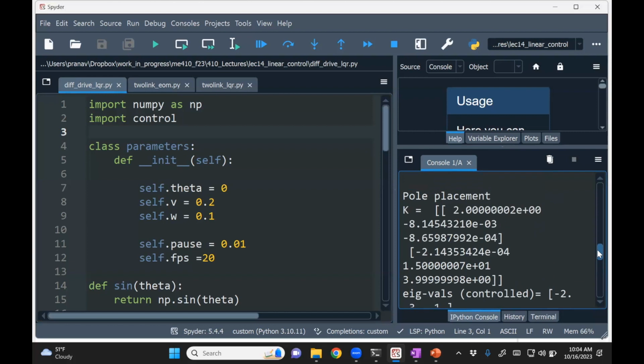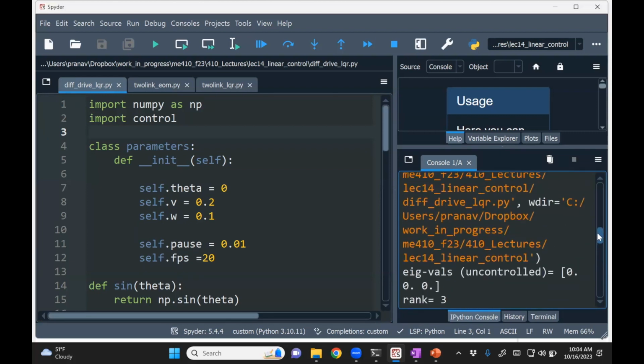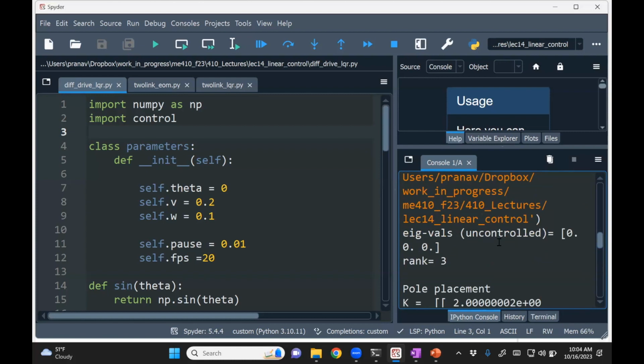I actually also did it with pole placement. It also tells you the eigenvalues of the uncontrolled system. It's 0, 0, 0, which means that the system is neutrally stable. It's not stable, not unstable. And the rank of the controllability matrix is 3.